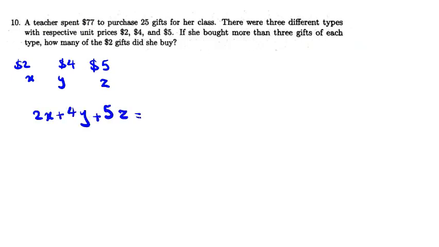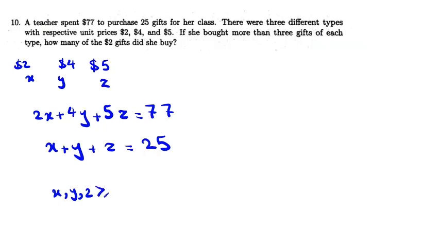Okay, so suppose from $2 we have X, from $4 we have Y, and from $5 the number is Z. So we can say what? Spend $77, so 2X plus 4Y plus 5Z equals 77, and 25 gifts, so X plus Y plus Z equals 25. And the problem says more than 3 gifts of each type. So X, Y, and Z are integers greater than or equal to 4.